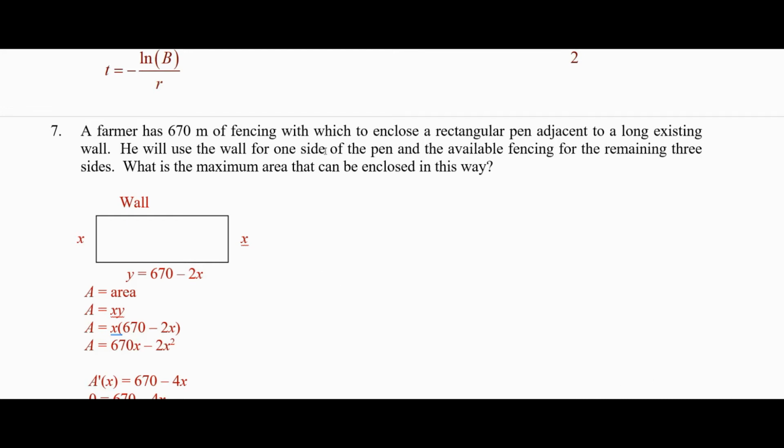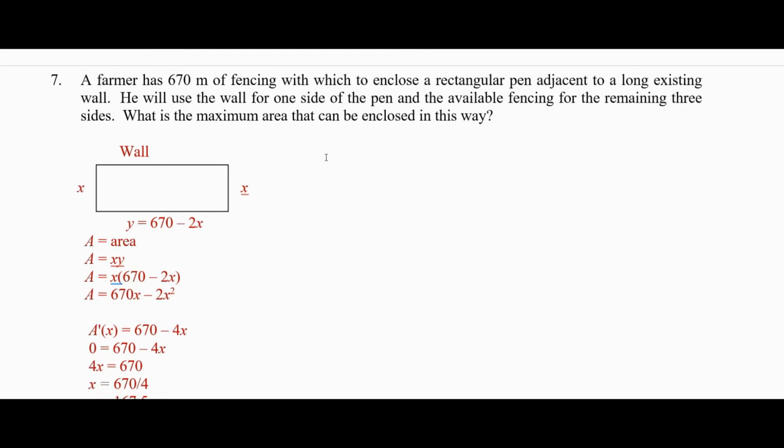Hello, in this video we're going to continue our solutions to the set of problems that we introduced a couple videos back, reviewing several different applications of derivatives. So we're up to number 7 here. Problem 7 says: a farmer has 670 meters of fencing with which to enclose a rectangular pen adjacent to a long existing wall. He will use the wall for one side of the pen and available fencing for the remaining 3 sides. What is the maximum area that can be enclosed this way?